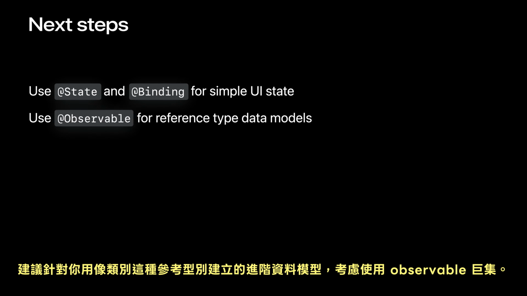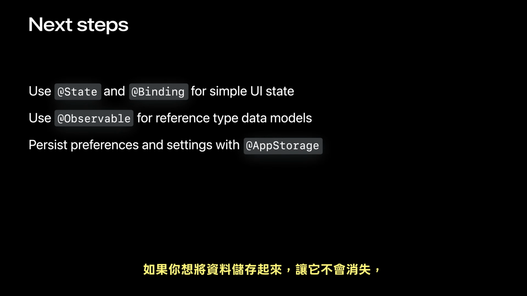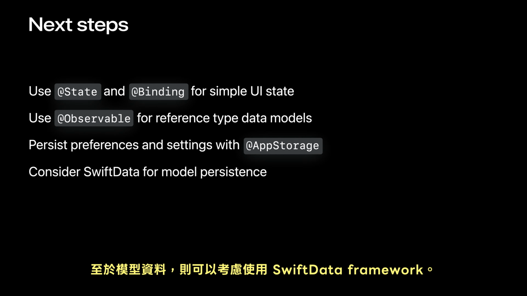Consider using the Observable macro for rich data models that you're building with reference types like classes. When you want to save data to storage so that it sticks around, use AppStorage for small things like settings and preferences. And consider the SwiftData framework for your model data.